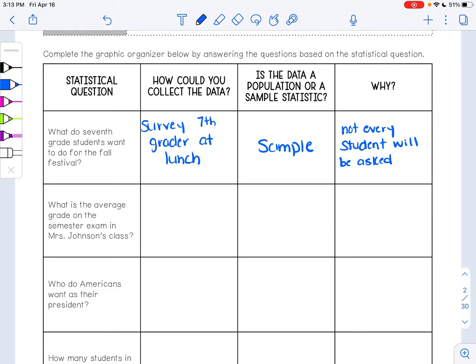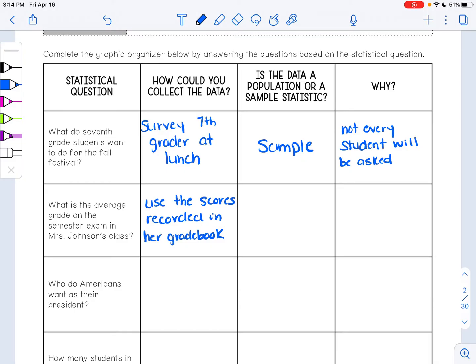The second statistical question is, what is the average grade on the semester exam in Miss Johnson's class? So first, how can you collect this data? Well, you can use the scores recorded in her grade book. So you wouldn't have to necessarily go around and ask everybody what they scored. You can just look at the grades that she wrote down.